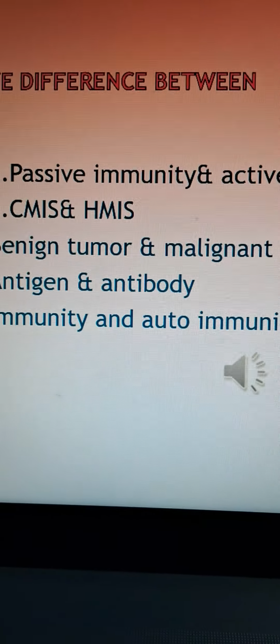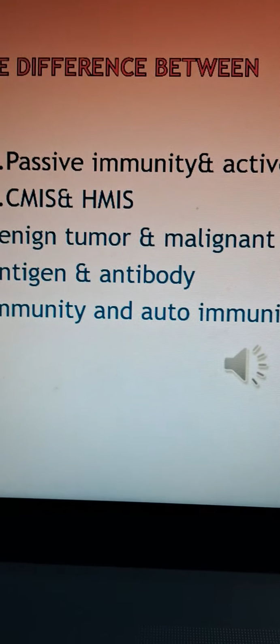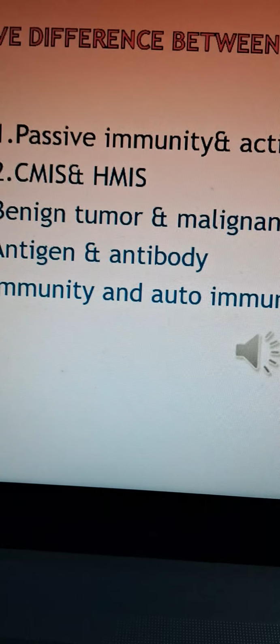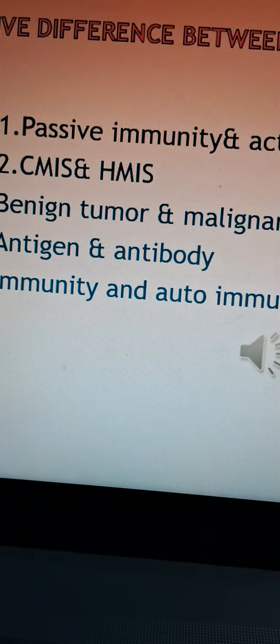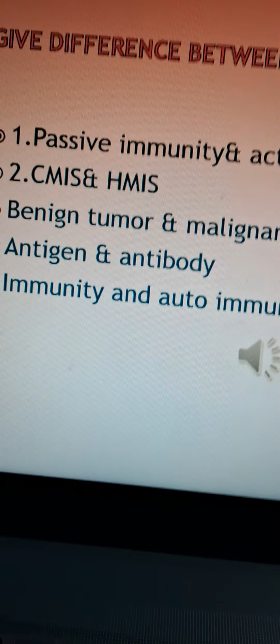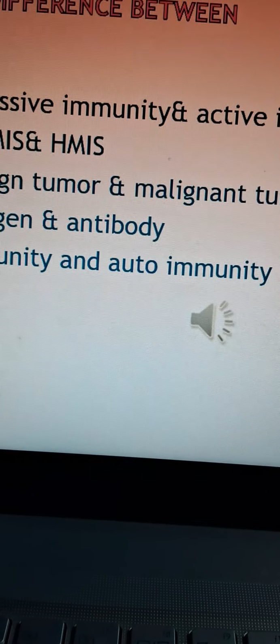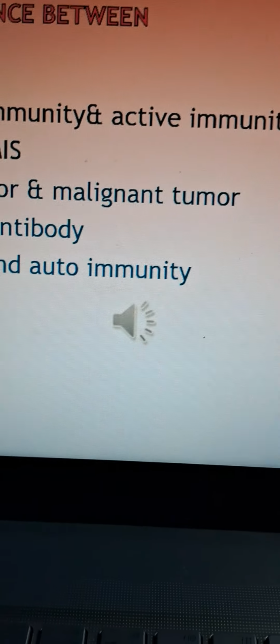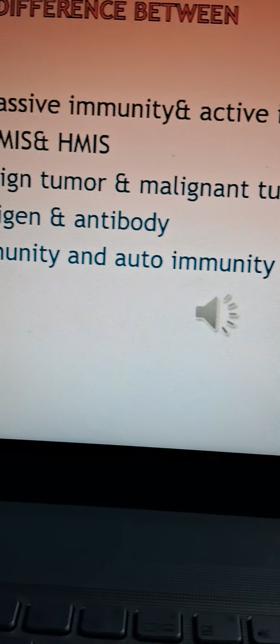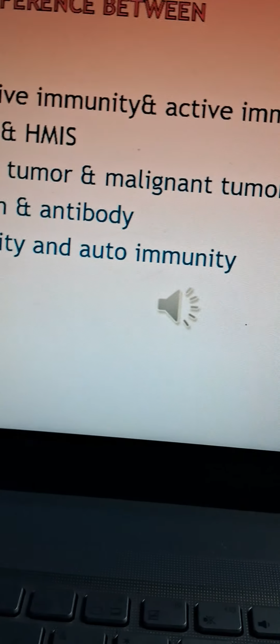Give differences between 1. Passive immunity and active immunity. 2. CMIS and HMIS. 3. Benign tumor and malignant tumor. 4. Antigen and antibody. 5. Immunity and autoimmunity.